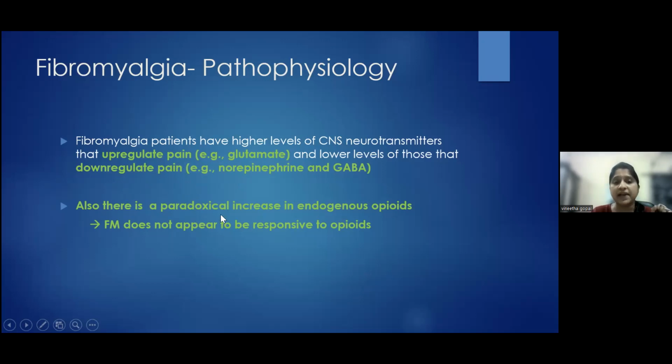Then there is a paradoxical increase in endogenous opioids. That is why fibromyalgia does not appear to be responsive to opioids. Opioid receptors are fewer and downregulated, and endogenous opioids are more. The paradoxical increase is seen. That is why it does not appear to respond to opioids. This is very important, because if you don't know this, then you will just go on escalating the opioids.